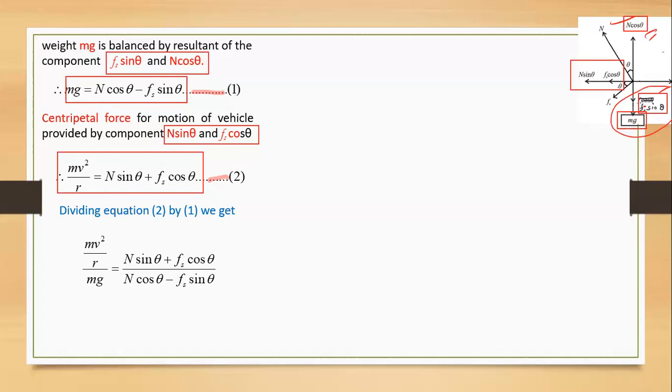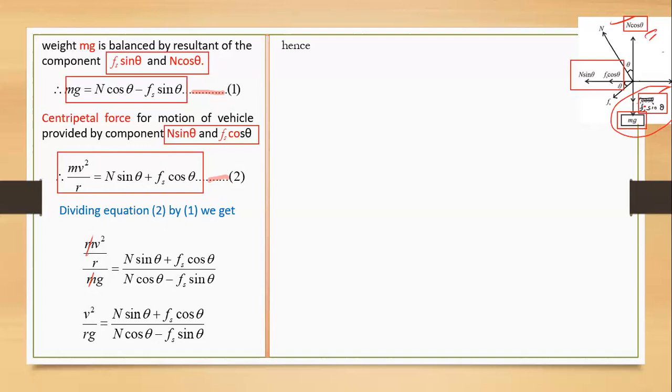we have written this equation. Again here m gets cancelled. So we get v square by rg on the left hand side, and the right hand side as it is, no change. Now similar to the previous one, this equation we are writing by taking N common. So if you take N common here, N gets cancelled and in the bracket we get sin theta plus fs by N cos theta divided by cos theta minus fs by N sin theta. We already learned the similar article, so you understood this step.